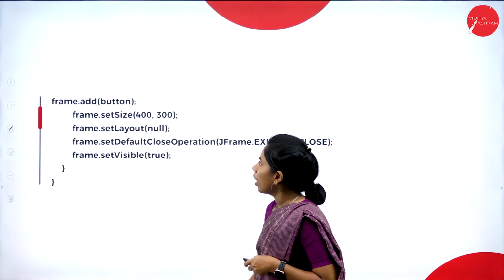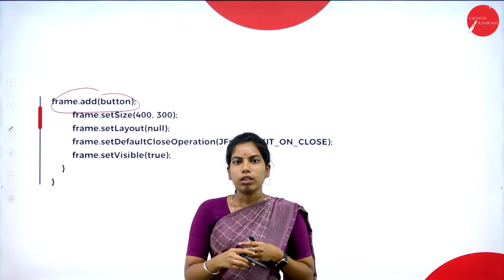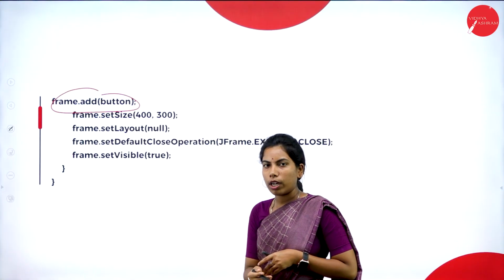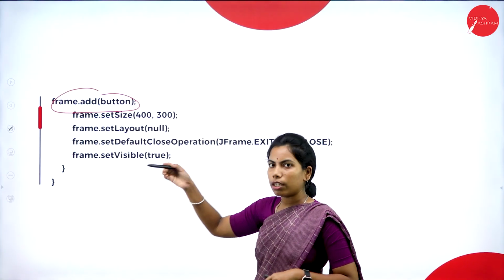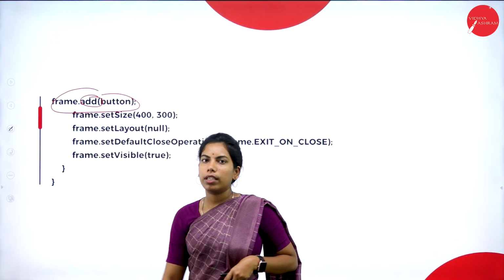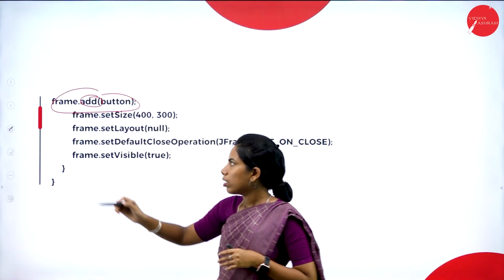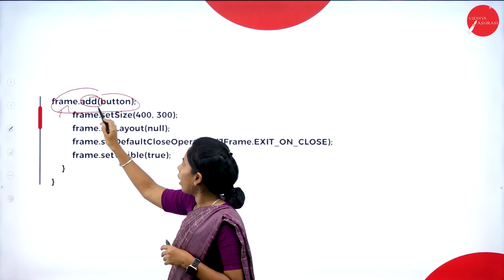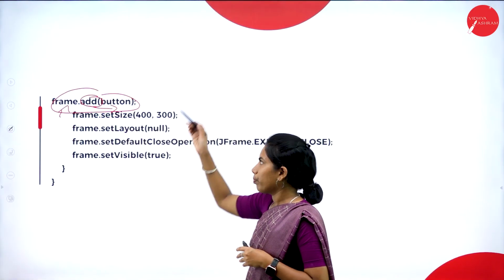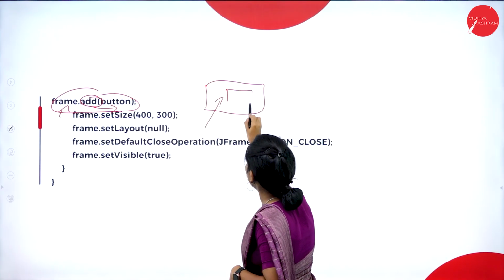And after that, I have to add to the frame, because right now there is no button in the frame. Why? Because I have to add that button to the frame using the dot operator and the add method. So we have a reference variable called JFrame for the frame, so that frame will be accessed here. Inside that frame, I have to add the button now.